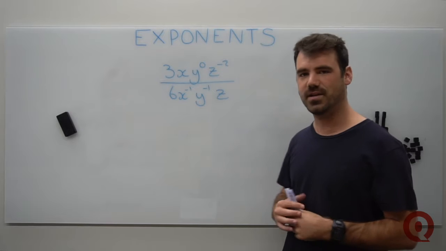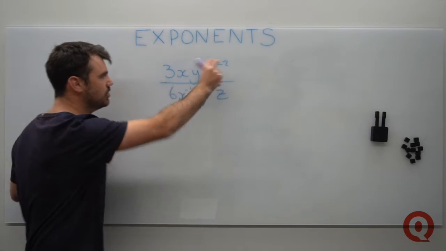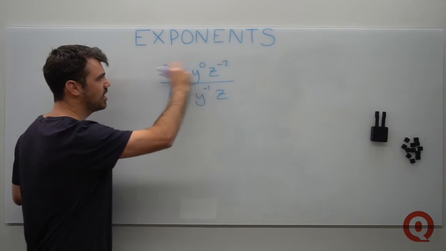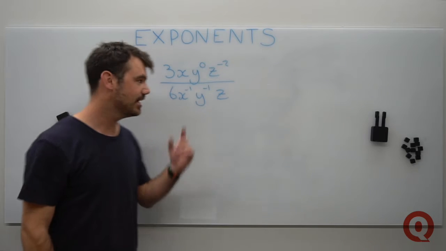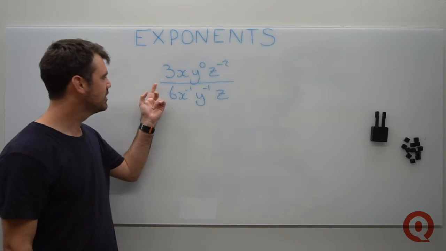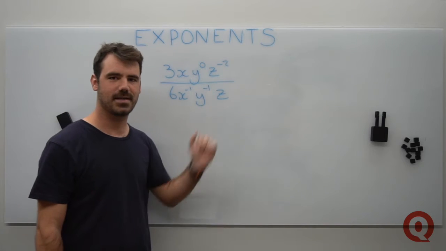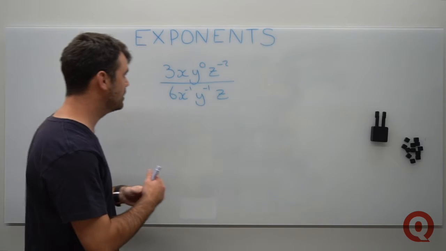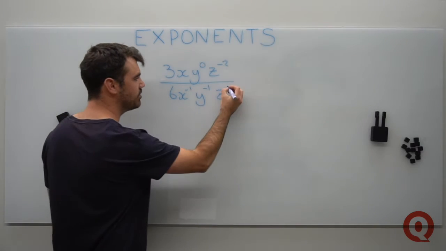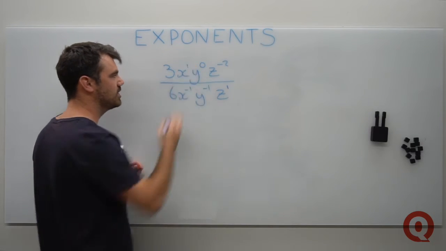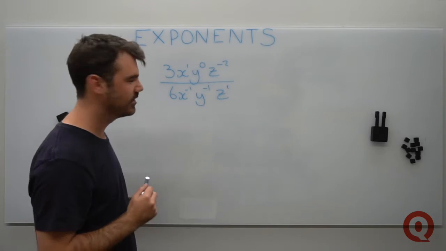So what I'd like to do here is the normal sum. What do we have? We've got 2 terms. The top term, 3x, y to the power of 0, z to the power of negative 2. This line means divide. Divided by 6x to the power of negative 1, y to the power of negative 1, z. Now, I often say that if there's no exponent, why don't you just put in that 1? Because it sometimes helps us when we're dealing with lots of negatives and we're minusing.